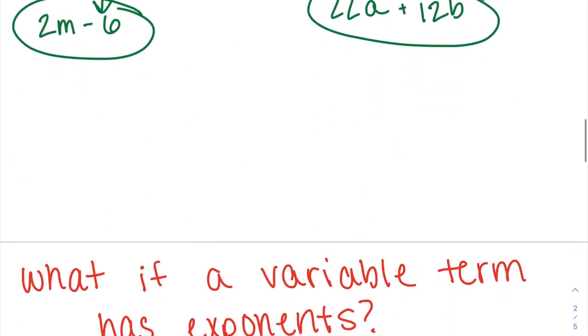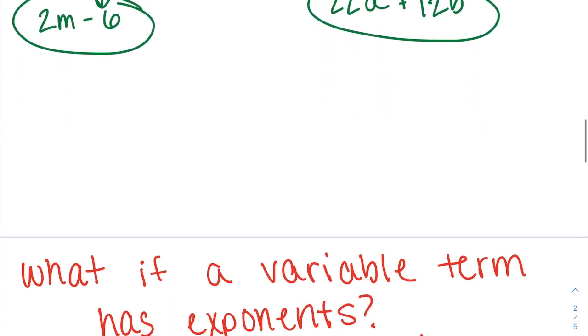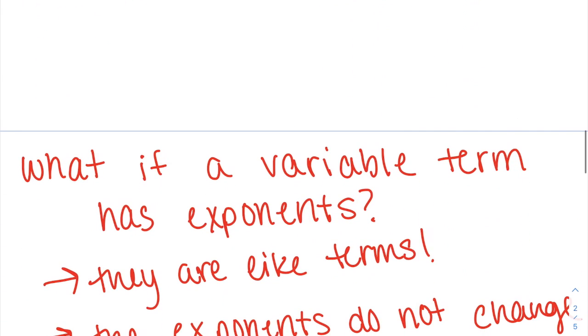So we talked about two different variables. But what about if we have a variable term that has exponents? I'm talking about terms like x squared, or 5t to the fifth, or negative 6m to the third.